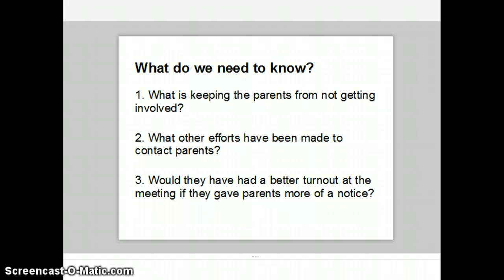What we need to know is what is keeping the parents from getting involved? Is there something in the school? Is there something going on at home or whatnot? We also need to know, is this the first effort that's been made, or have other efforts been made to contact the parents about the meeting or other meetings? And would they have a better turnout at the meeting if they gave parents more notice? They had sent the note home on Friday, and the meeting was the following Monday, so that only gave parents 2 days to plan for the meeting.